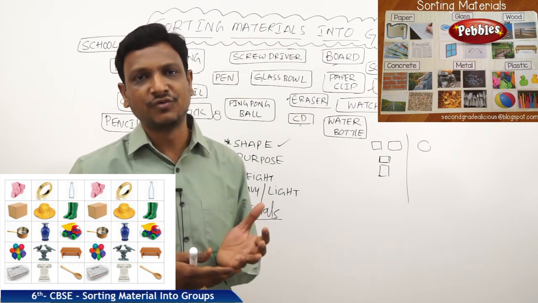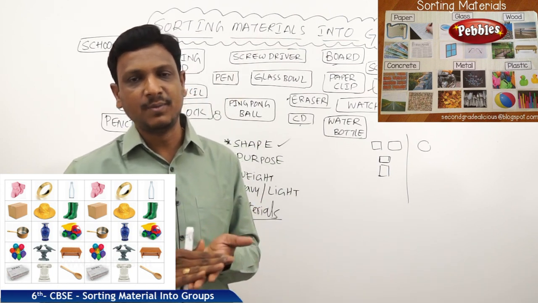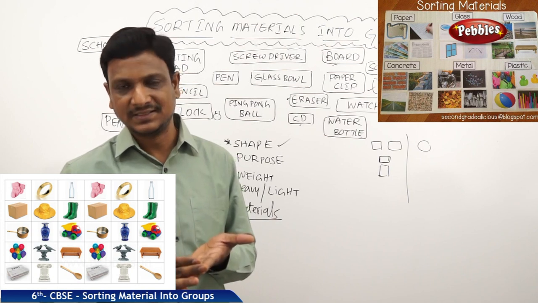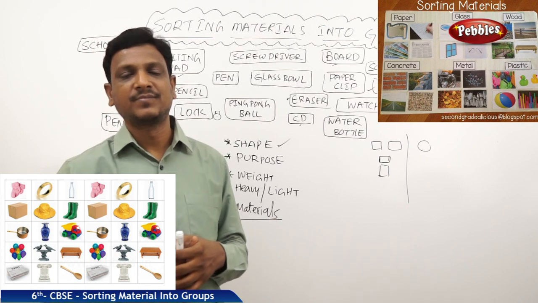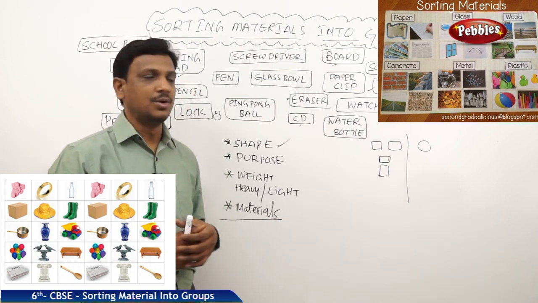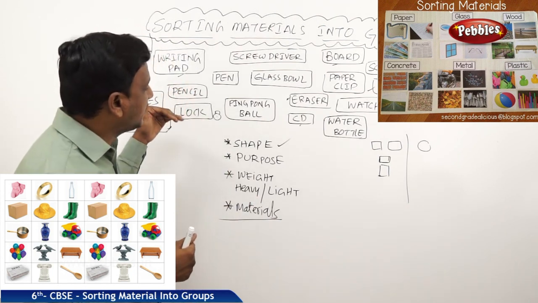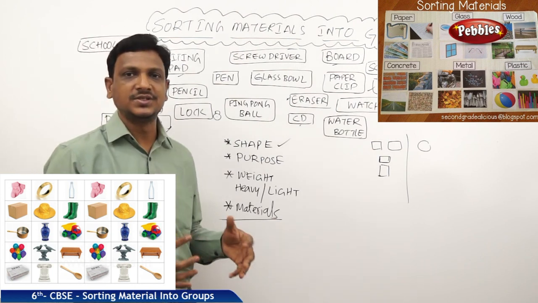The outer case is made out of plastic. The surface is made up of glass, tempered glass. Likewise, you will be able to identify the materials, right? So classifying things based on the materials used is more systematic.